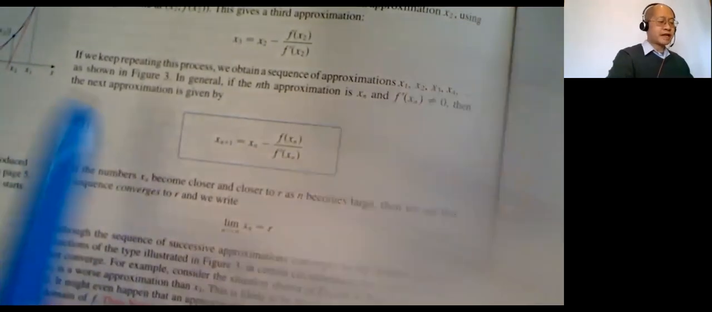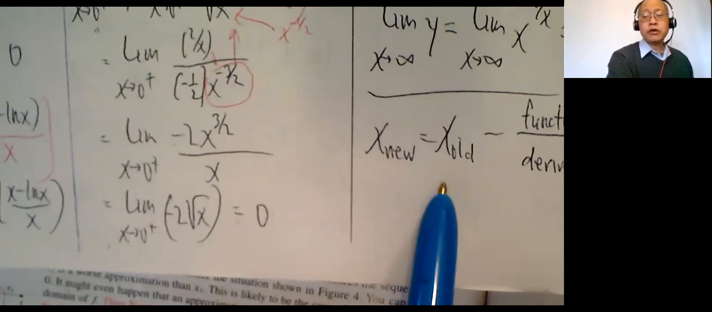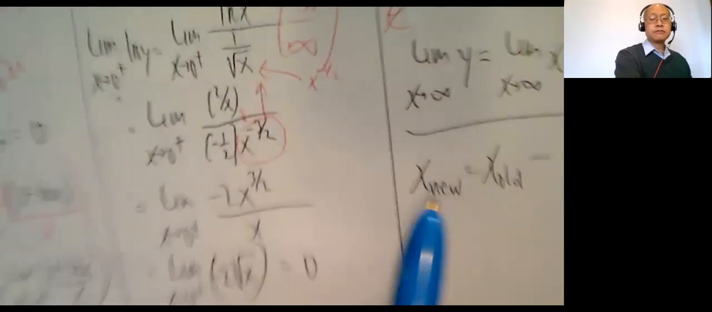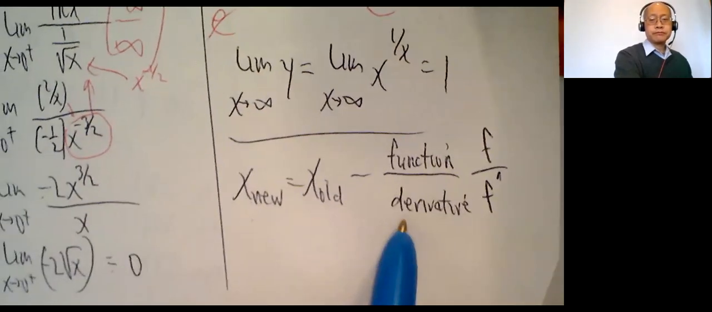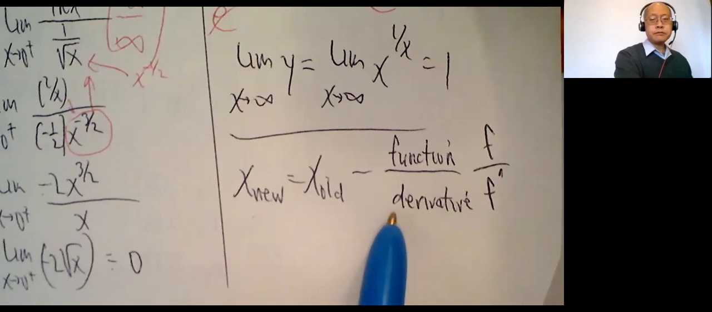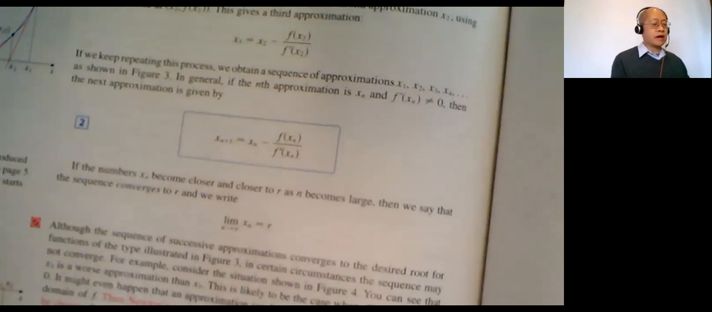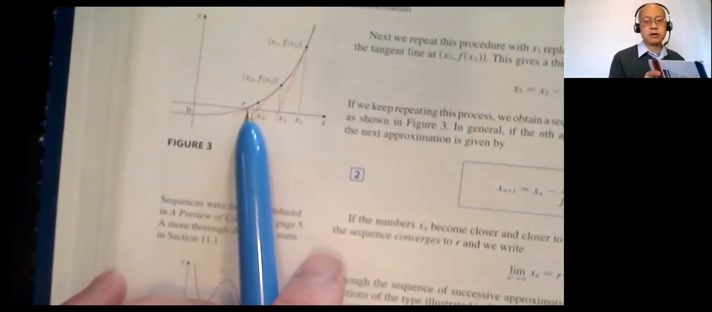Okay. In practicality, you have a first guess. Either they will give it to you in some of the homework problems, or you have to make up your own first guess, minus function divided by derivative. Okay. The whole idea is to find out when the graph touches the x-axis, i.e. when f of x is equal to 0.